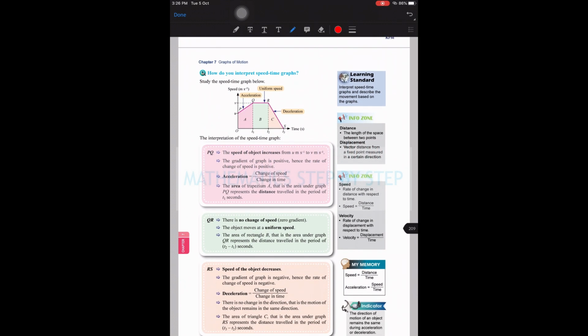So coming next, we'll learn to interpret a speed time graph and describe the movement based on the graph.